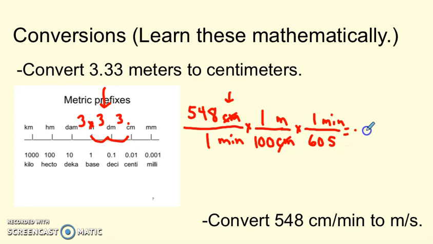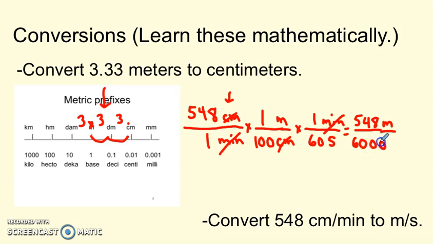And then you do exactly what you did before. You multiply straight across the top. 548 times 1 times 1, well, that was pretty easy. 548 times 1 times 1 is 548. Oh, let's cancel out the minutes. I forgot to do that. And what are we left with? That would be meters on the top. So let's see what we have on the bottom. We have 1 times 100 times 60. 1 times 100 is 100. 100 times 60 is 6 with 3 zeros behind it.